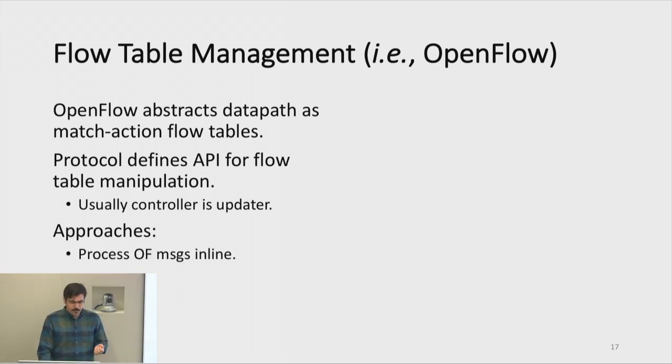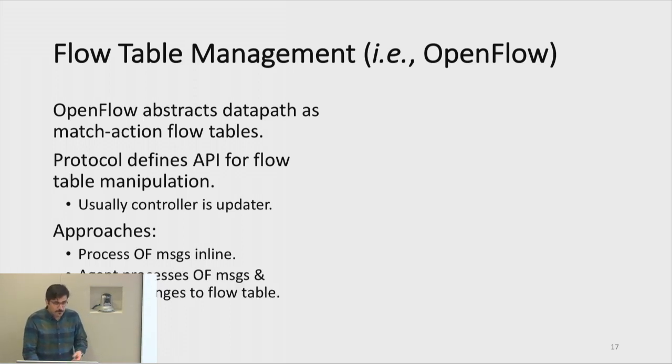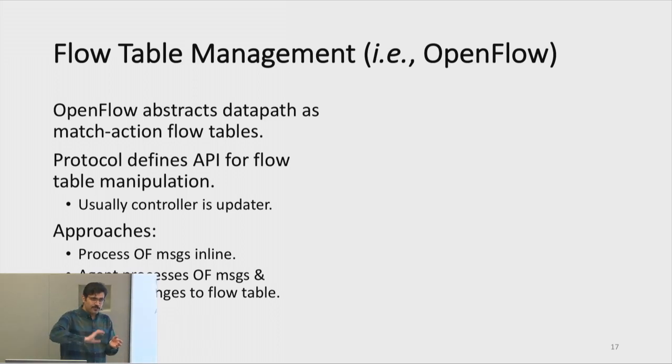So there are three approaches to make this work. One is to process OpenFlow messages inline in the data path. Some switches do this: you receive an OpenFlow message, and on the same thread you update the flow table per the message. Another option, which some other vSwitches take, is that there's a controller agent that has a shared lock over the table, or by some RCU mechanism will update the table for you. So it's not the data path that is processing those messages, but an agent. It essentially involves some sort of synchronization and locking.